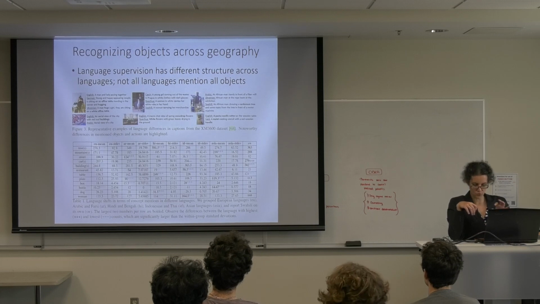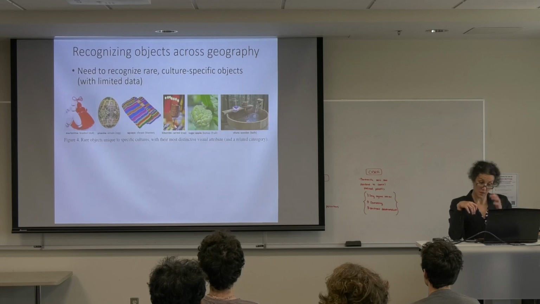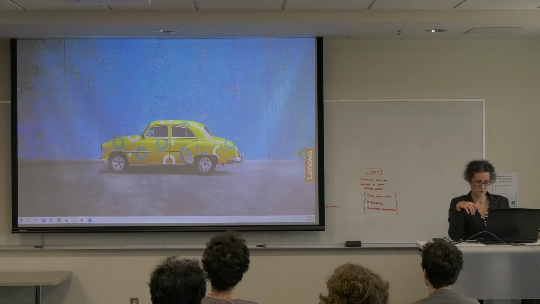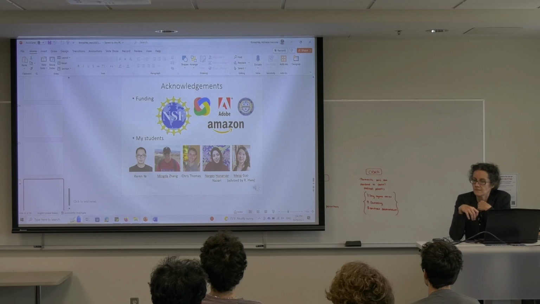The language that describes these images will also be different in different languages. Some objects tend to get mentioned in captions more than others. Be happy to talk to people about this offline, since it may not have made too much sense. And one thing that's part of this project also is being able to recognize rare objects that are specific to given countries, even though we may have very little data from these. So with that, I hopefully have 1 minute for questions. Thank you.